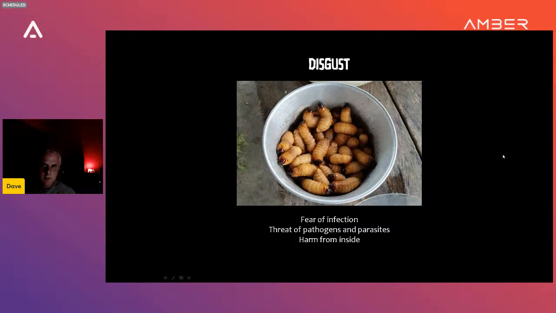So it protects us from putting bad, harmful things into our mouths, going into our bodies. So that's kind of a disgust emotion: pathogens and viruses and worms and grubs and things that could do bad things once inside you. So like a fear of infection. So that's kind of the disgust emotion. There's all sorts of variations and nuances on disgust.